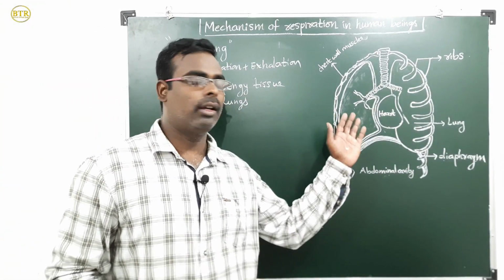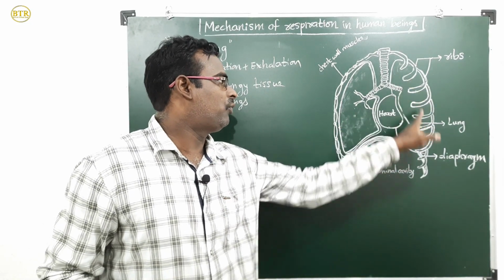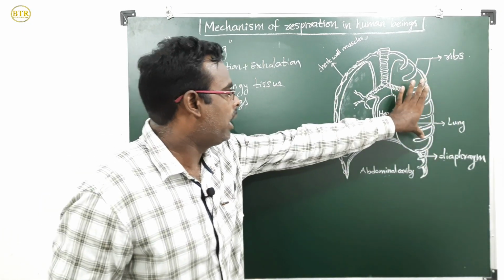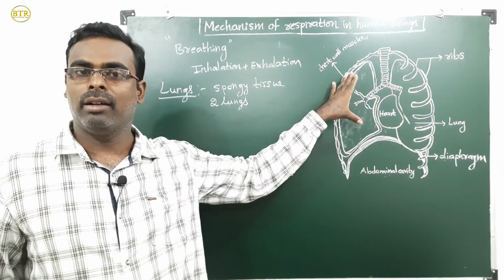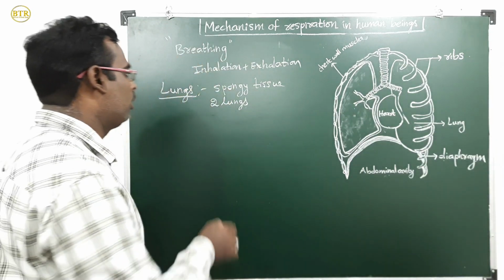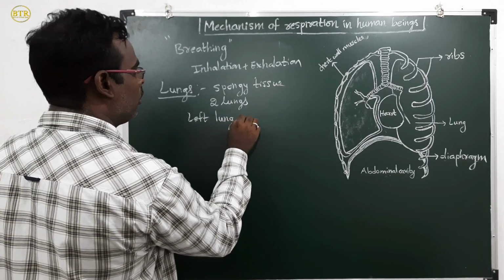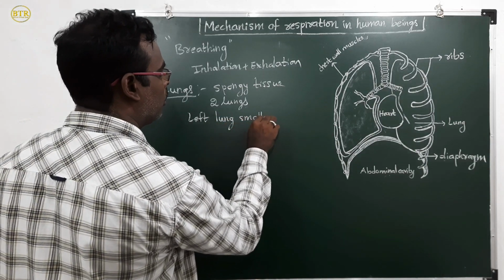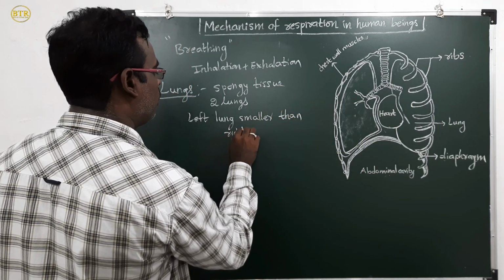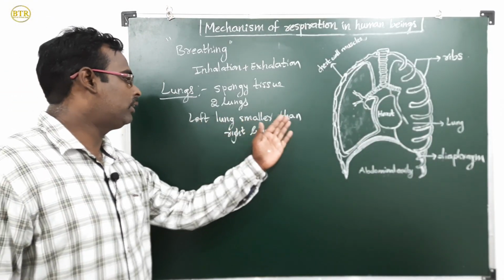See here, if you see the respiratory system diagram, this is the right lung and this is the left lung. If you see the size of the left lung, it is slightly smaller than the right lung. The right lung is big compared to the left lung. Why is the left lung smaller? So the left lung is smaller than the right lung.